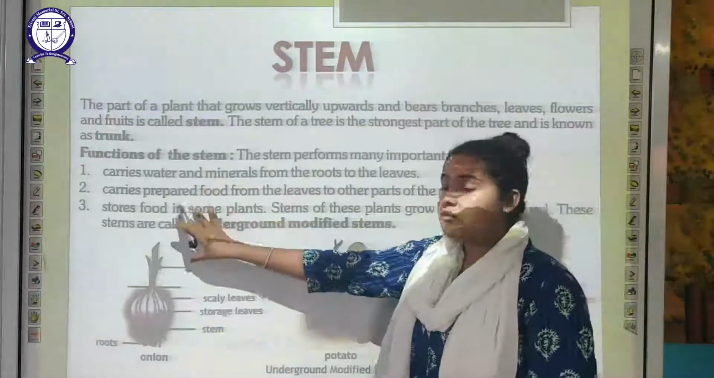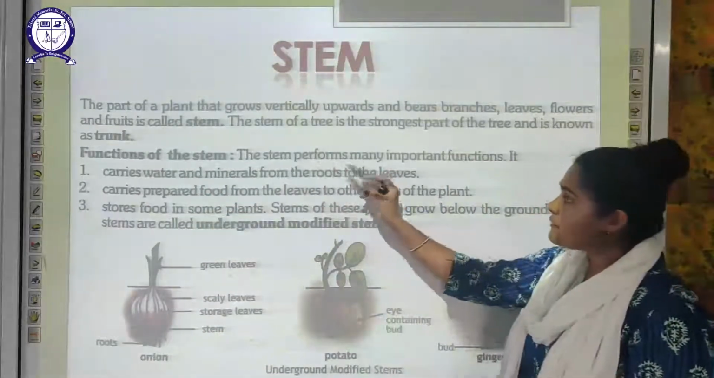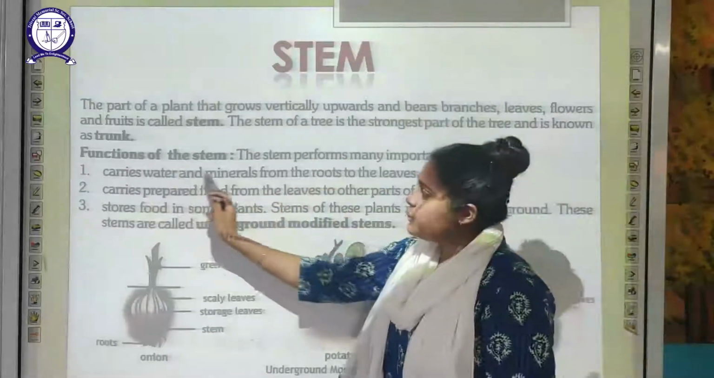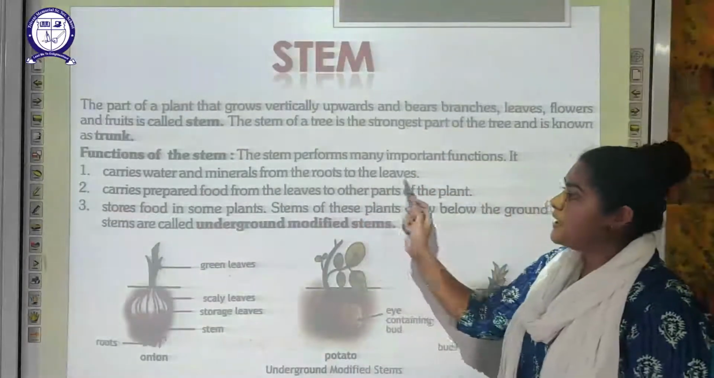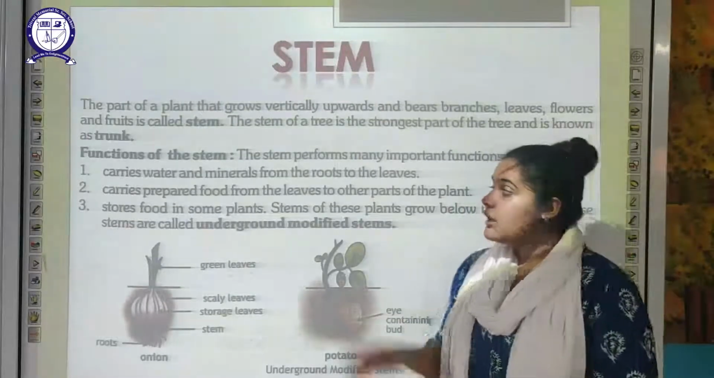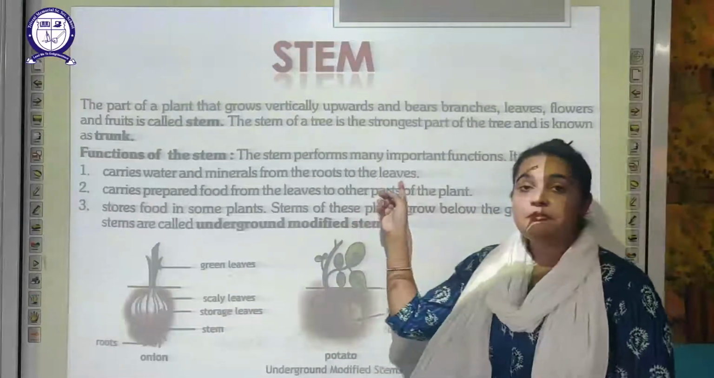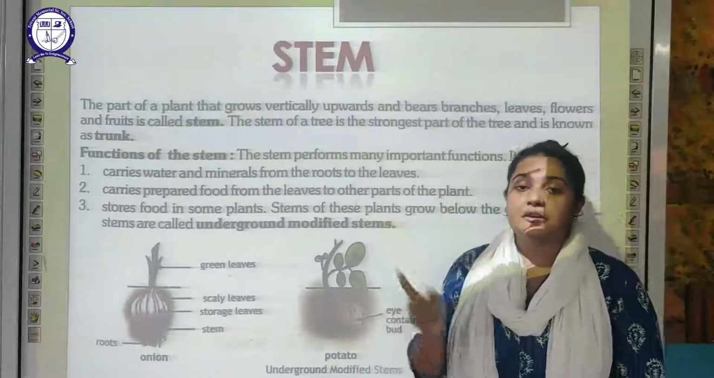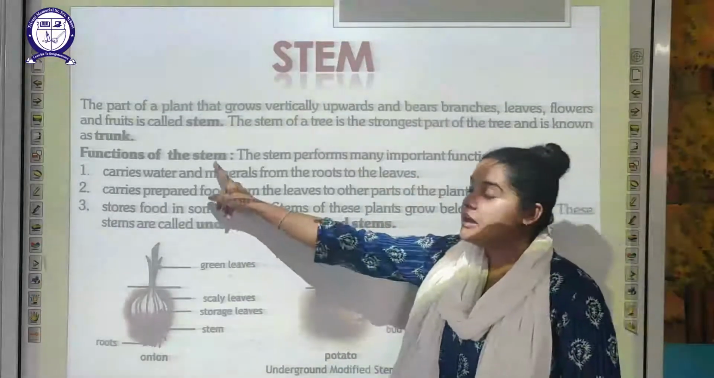Now we have to discuss the various functions. So first of all, it carries water and mineral from the root to the leaf. So the water and mineral which is absorbed by the roots will be transferred above the surface by whom? By the help of the stem part.